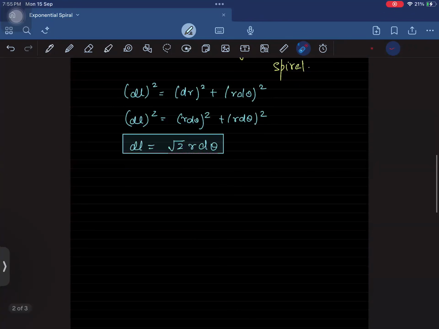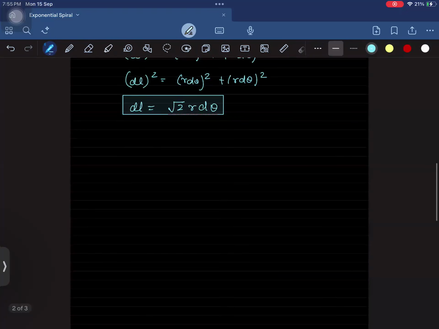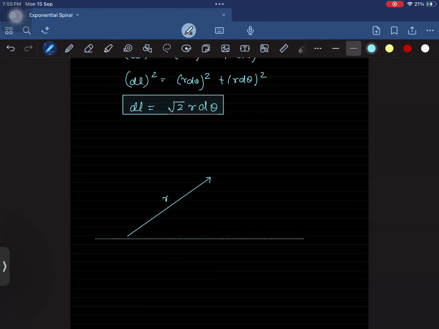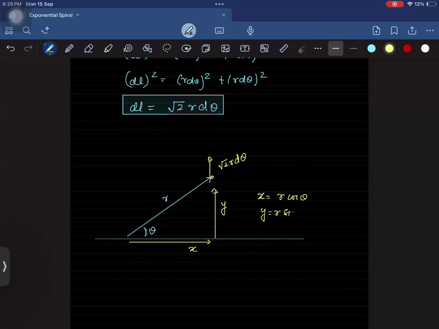Now let's say on a position vector r, and this position vector makes an angle, so let this angle be theta. The element here will be some root 2 r d theta, and the position vector can be written in x and y coordinates also, because this is the x coordinate and this is the y coordinate. x will be r cos theta and y will be r sin theta.